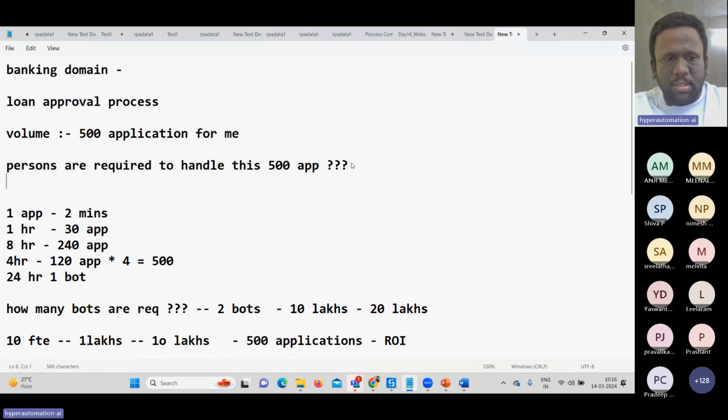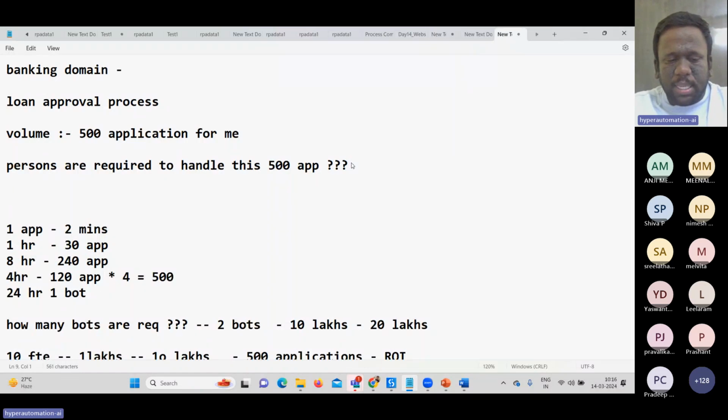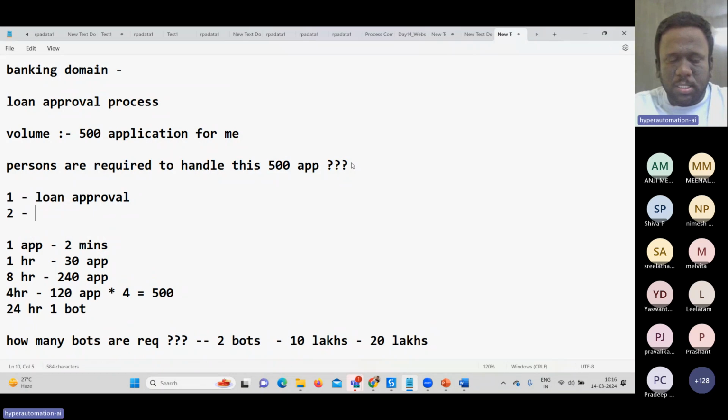Okay. Again, it's a good question to ask here. Let's take a small example. There is one process called the loan approval process, and the second process is called the KYC process. On a daily basis, I'll get 500 applications and they need to be done in 4 hours, running from, let's say, 6 a.m. to 10 a.m. How many bots are required here? We require around 4 bots.